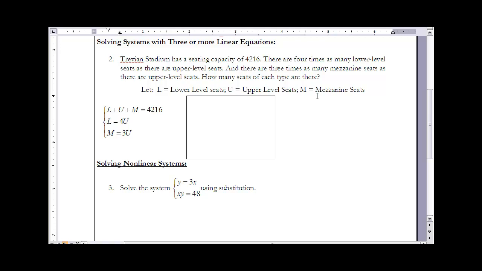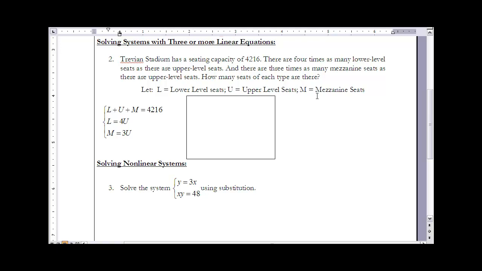So here's what it says. Trevelyan Stadium has a seating capacity of 4,216. There are 4 times as many lower level seats as there are upper level seats, and there are 3 times as many mezzanine seats as there are upper level seats. How many seats of each type are there?